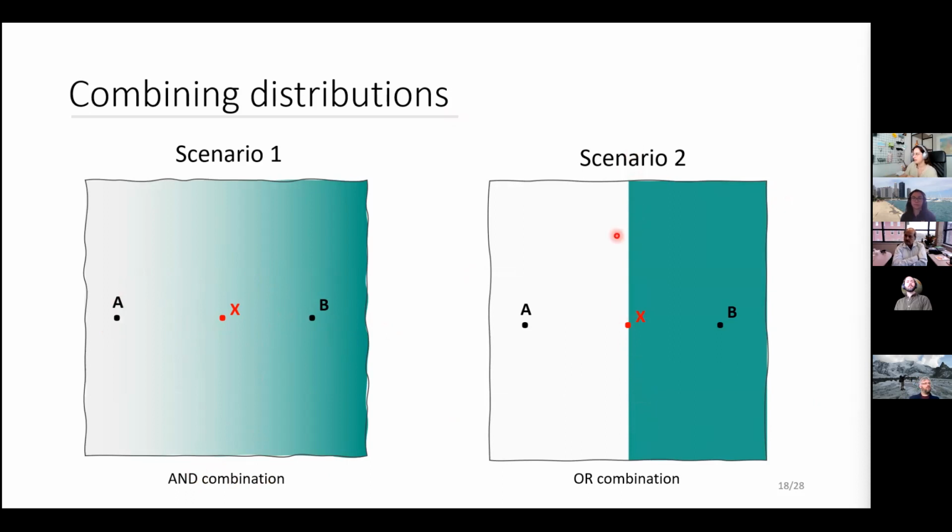And if now we have two points A and B belonging to different categories, let's say soil types, for example, the target X will then belong either to the category of A or B, and this can be achieved by the mixture distribution given by the OR pooling.